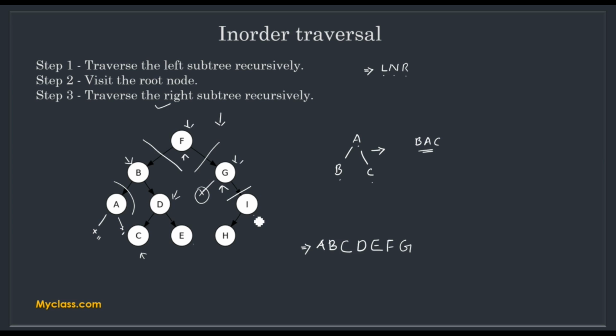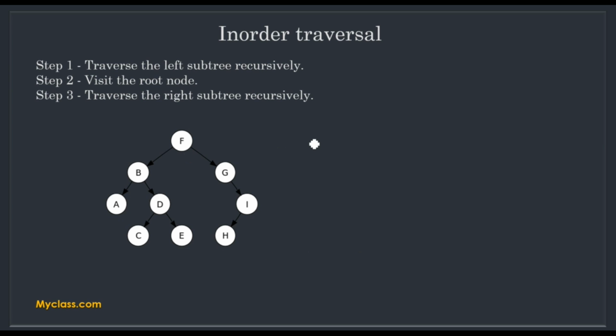Now I is the root node of that subtree. I has a left child, so H we consider first, then our root I, then if there is a right child we write it; there is no right child. So this is the inorder traversal of this particular tree. Our inorder traversal is like this. That is L, N, R.